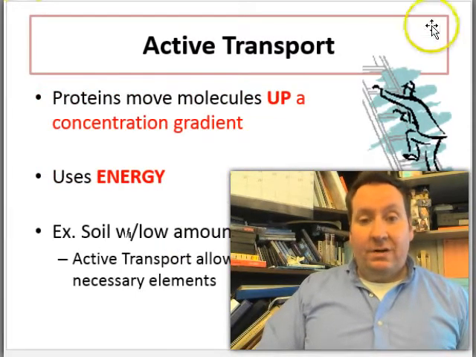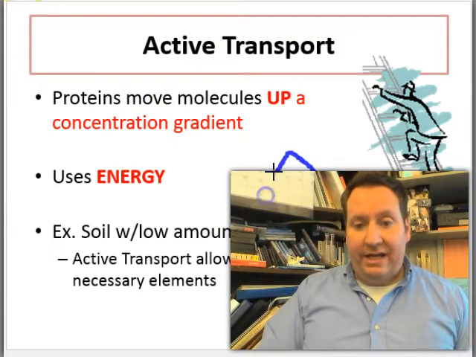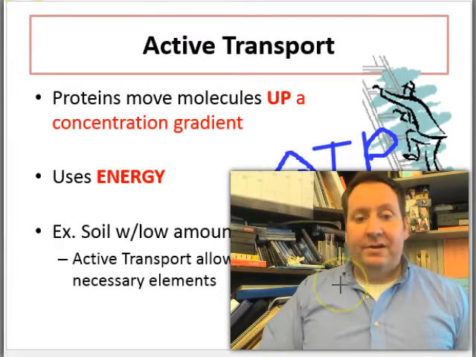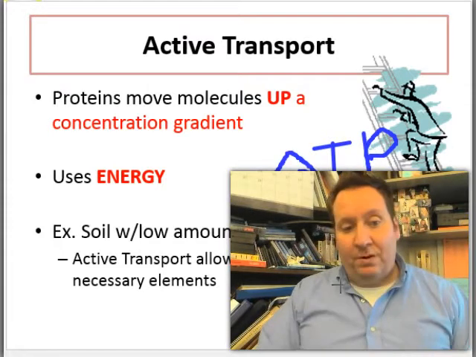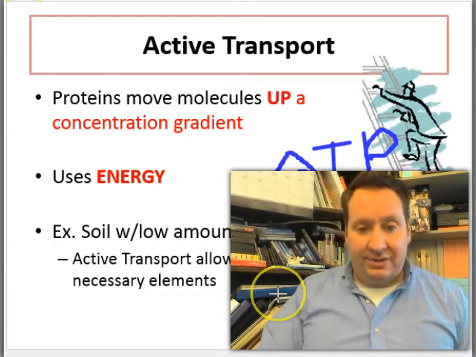Now we just got done talking about passive transport. Now we're going to talk about active transport. The key with active transport is that active transport requires ATP. It requires cellular energy. With active transport, we're not going to go with the concentration gradient. We're going to go against the concentration gradient.